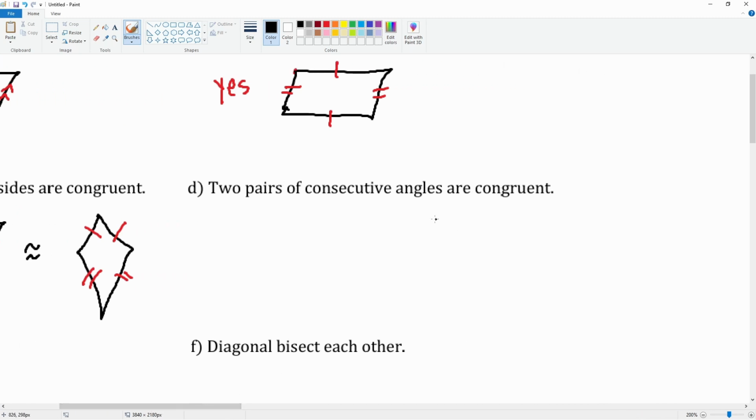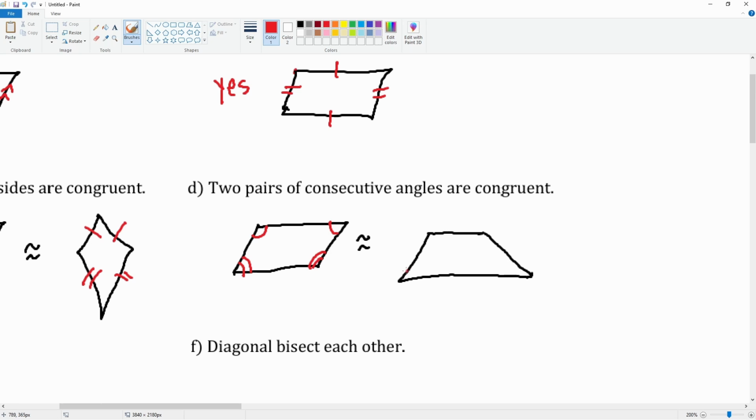Two pairs of consecutive angles are congruent. So we can draw something like this. And two pairs of consecutive angles are congruent. So something like this is congruent to this, and this is congruent to this. An easier way to look at that is actually an isosceles trapezoid. Okay, so the base angles are congruent and these are congruent. Okay, this is a trapezoid, so it's not a parallelogram.